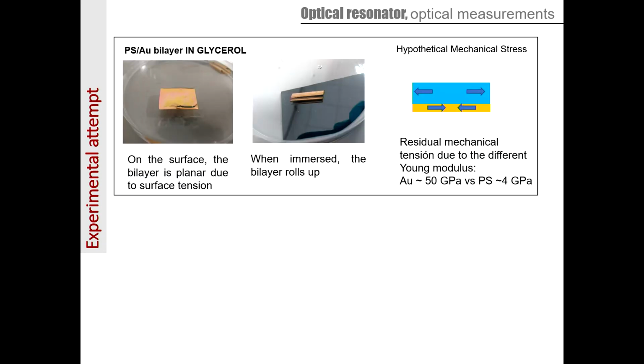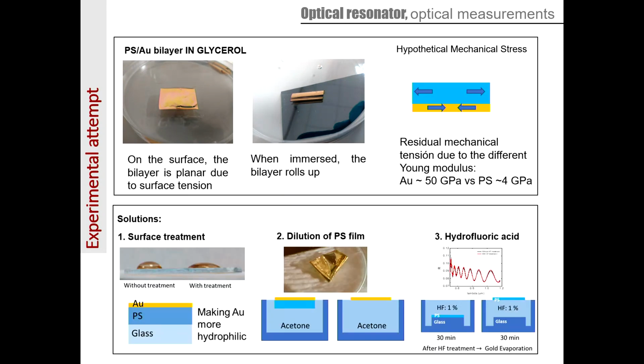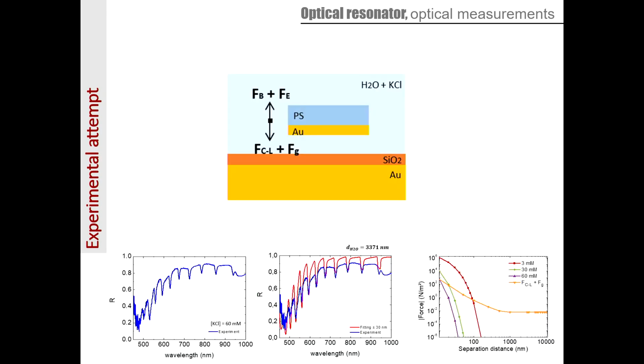The thing is that when we included the glycerol, the upper mirror, the polystyrene and gold bilayer, started to roll up. Probably it has to do with some mechanical stress in between the interface of the two materials. We looked for different solutions, and I'm going to skip this because in the end we had to redesign the system, change the glycerol to water. Now we have an attractive force. Anyhow, the system should levitate.